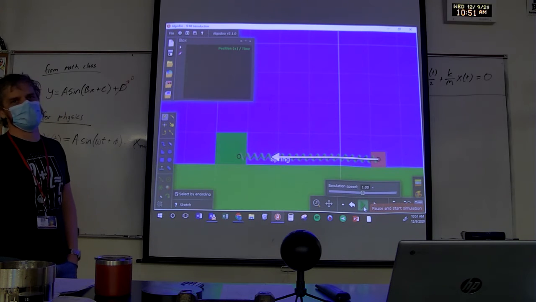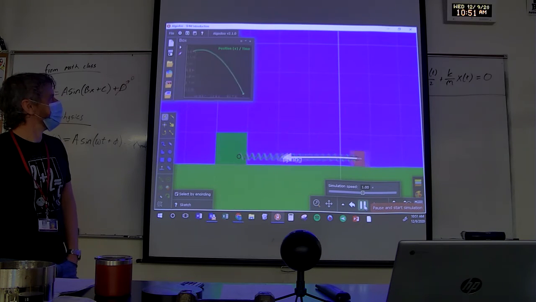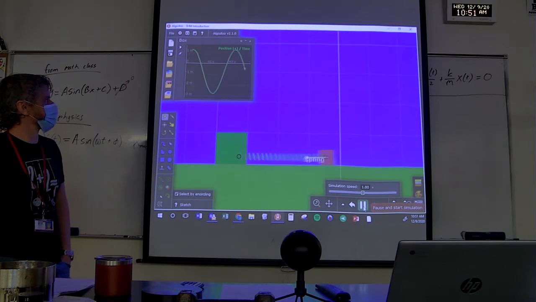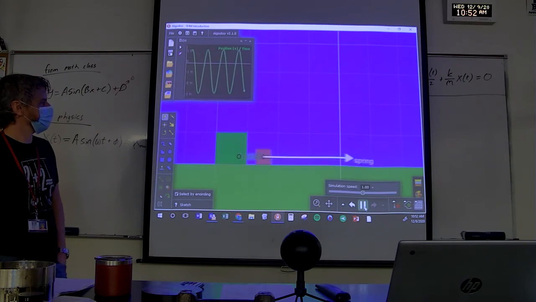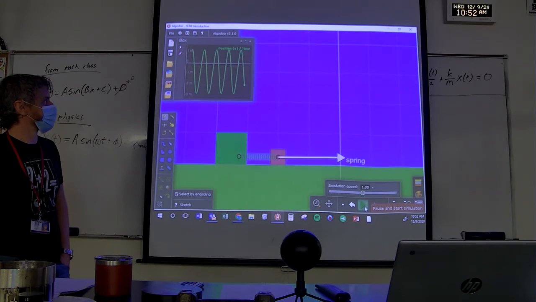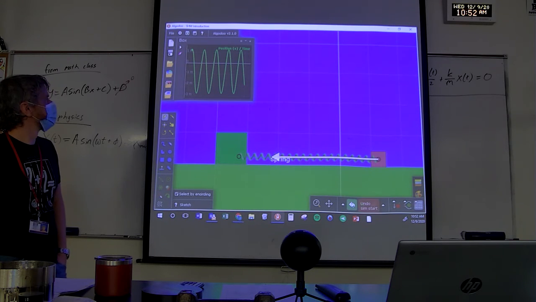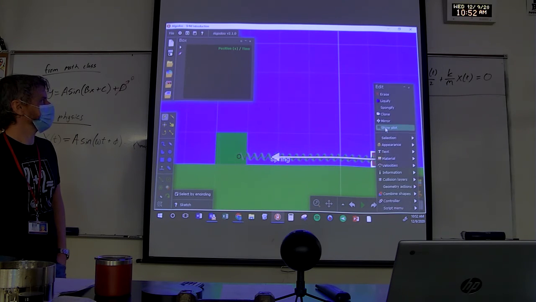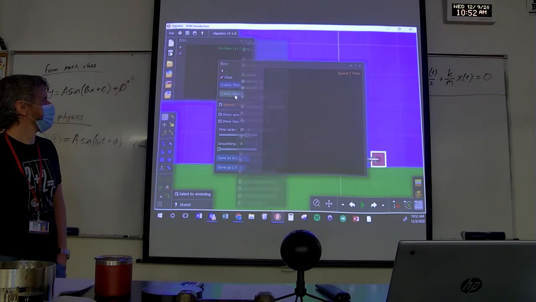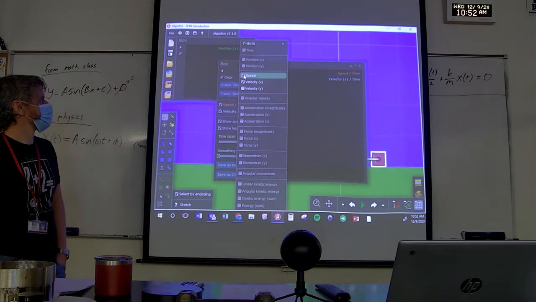So anyway, position versus time graph. We expect it to be sinusoidal, and sure enough it is. Again, ignore the horizontal axis. I just didn't put it right in the middle. But that's what we expect, right? There's our position versus time graph. Let's look at our velocity versus time graph.